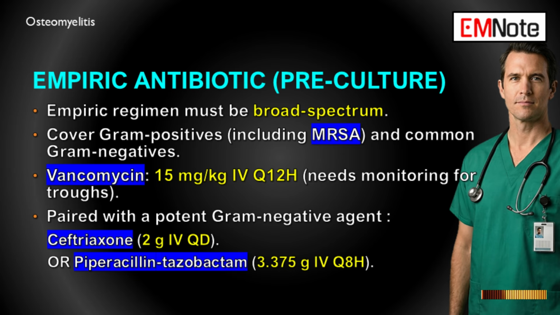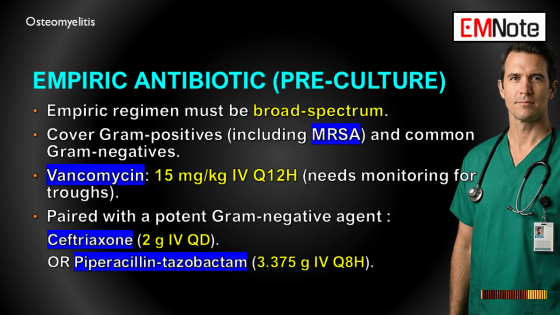Sure. You'd start with vancomycin, typically dosed at 15 milligrams per kilogram intravenously every 12 hours. And you have to remember, this will require therapeutic drug monitoring for troughs. You then pair that with a potent gram-negative agent. This is often a third-generation cephalosporin, like ceftriaxone, 2 grams intravenously daily, or a beta-lactam-beta-lactamase inhibitor, like piperacillin-tazobactam, dosed at 3.375 grams intravenously every 8 hours.